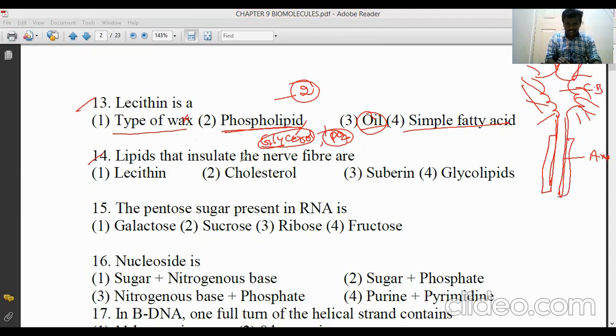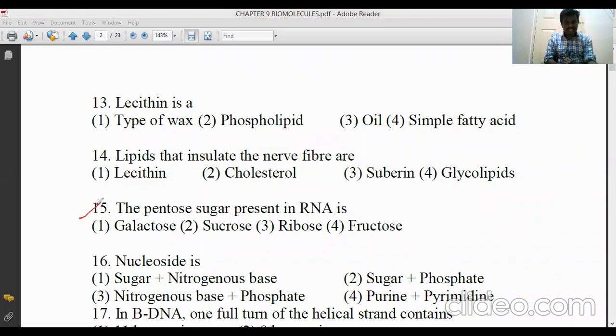So what kind of lipid insulates the nerve fibers? Is it lecithin? Lecithin is a phospholipid, so lecithin is wrong. Cholesterol is a fat, it is not. Suberin is not either; it is located in the cell wall, and in animal cells suberin is absent. Glycolipids are present in the myelin sheath of nerve cells. Nerve cells are of 2 types: myelinated neurons and non-myelinated neurons. In myelinated neurons, the glycolipids act as insulation. Therefore, for this 14th question, correct option is 4.